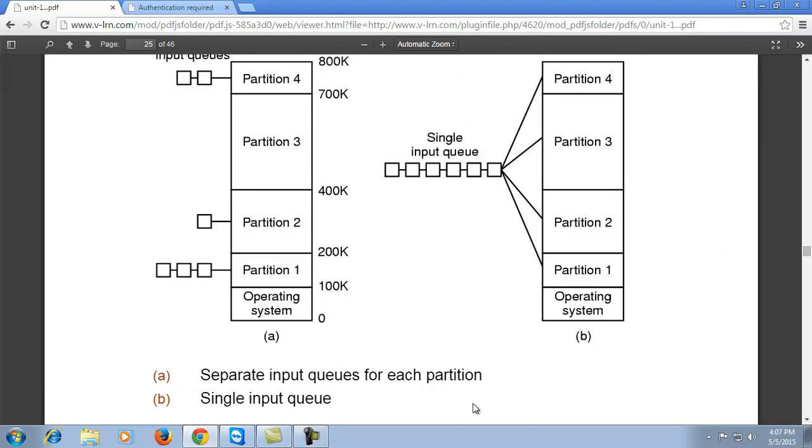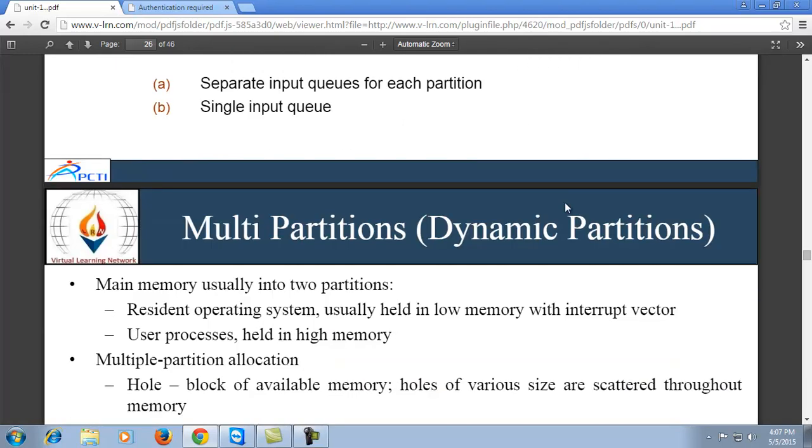In separate input queues there are parallel inputs to multiple blocks. In a single input queue there is a single queue for every block. Every queue gets the value and passes the value this way to the number of partitions.